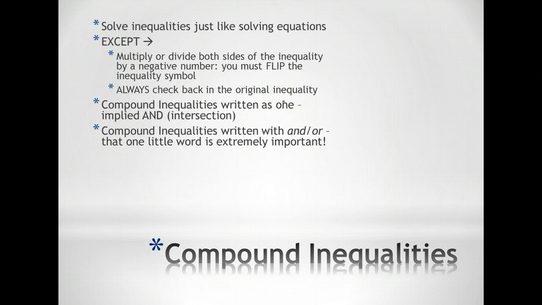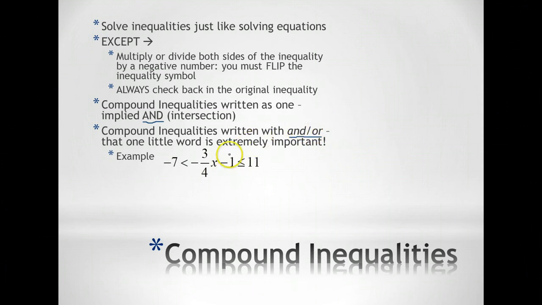Now, you could see compound inequalities written as one, and when they're written as one, it's always an intersection. It's got an implied and, which means it's only between the numbers that you get as an answer, or it's an empty set. And then if it's or, it can be written out separately using the word and or. So you really got to watch out for the word.